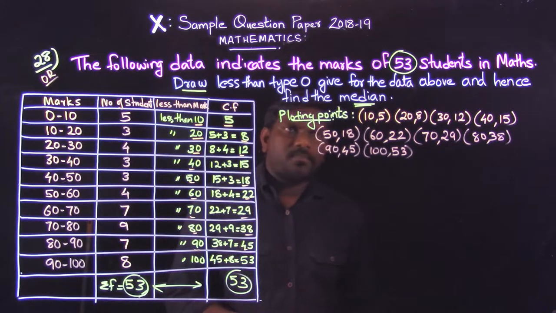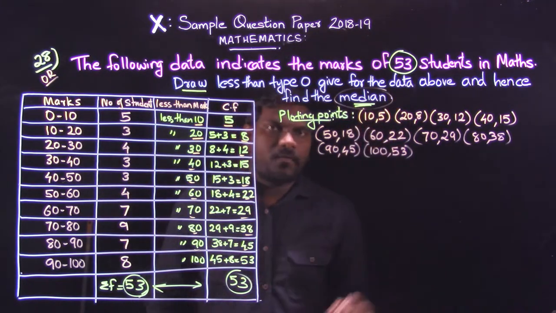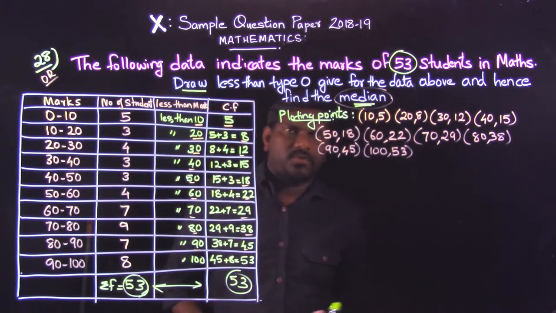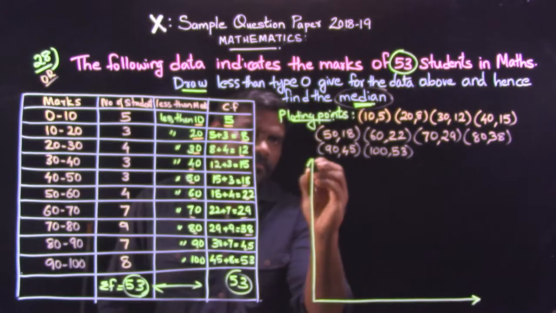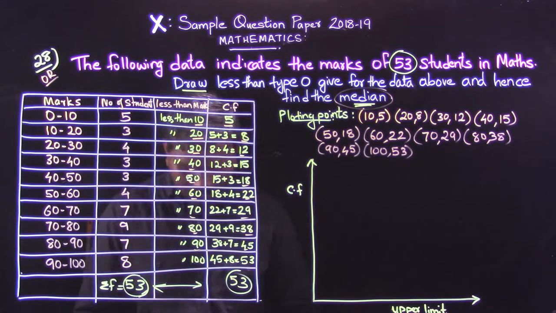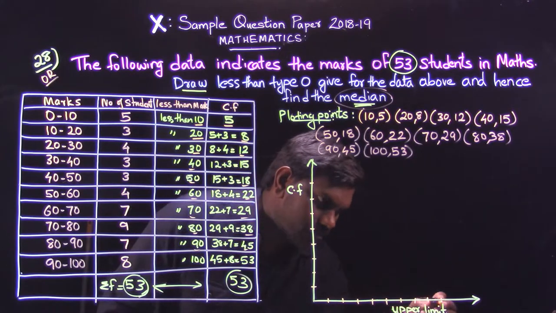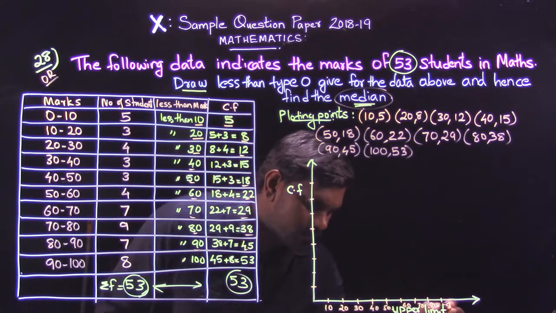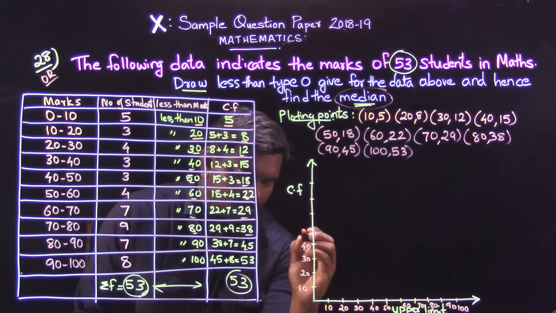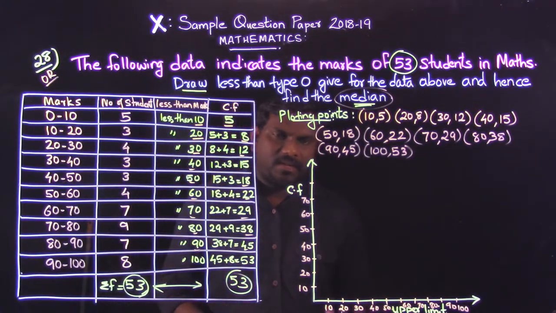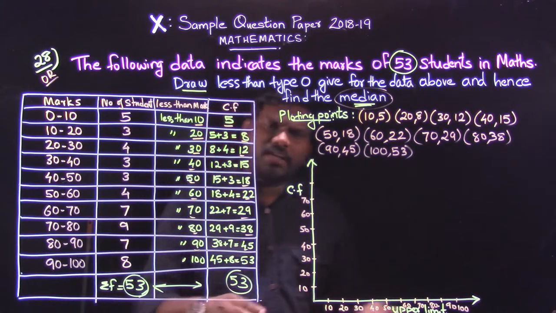Once you know your plotting points, now it's just time to find the median with the help of the graph. So you need to now draw the graph. Fine. Okay, let me draw it for you. As I have plotted the graph approximately, since I don't have graph paper, you just need to understand the logic and you can do it by yourself.